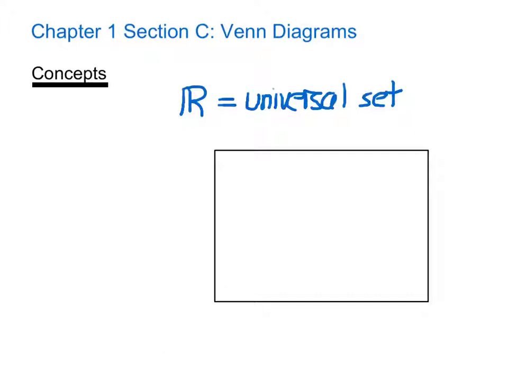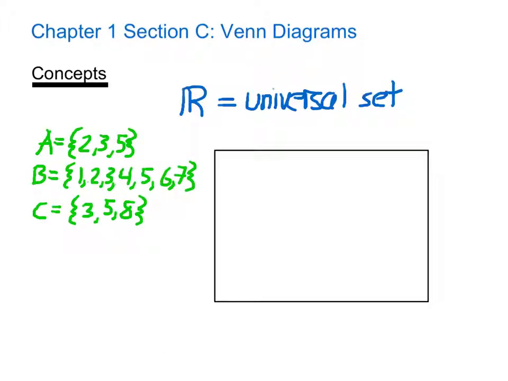Now let's consider a few other sets. We have set A, which has elements 2, 3, 5, set B, which has elements 1, 2, 3, 4, 5, 6, and 7, and we have set C, which has elements 3, 5, and 8. Now remember that the box represents the universal set, which in this case is all real numbers.